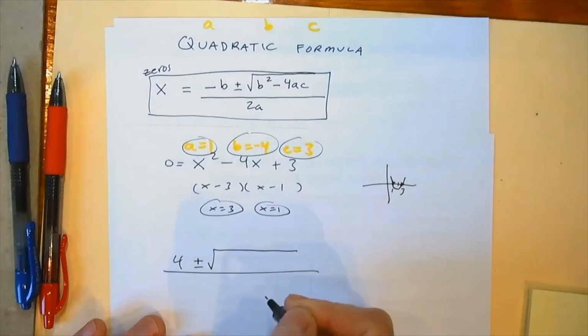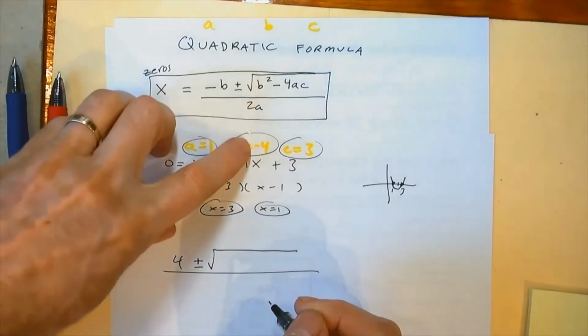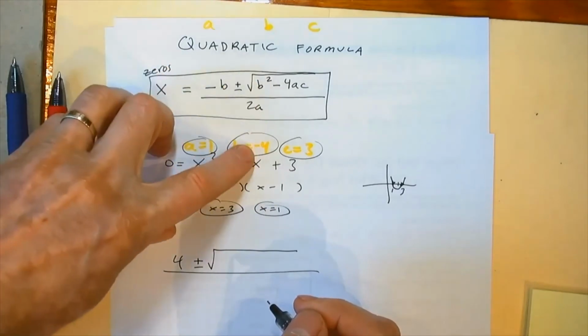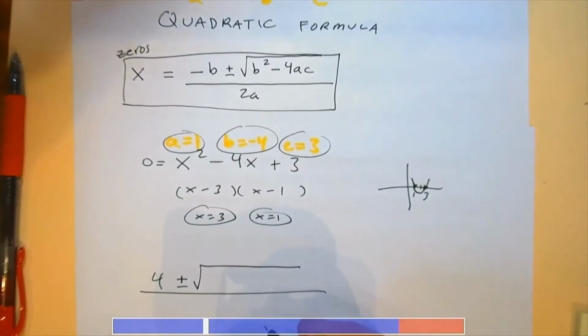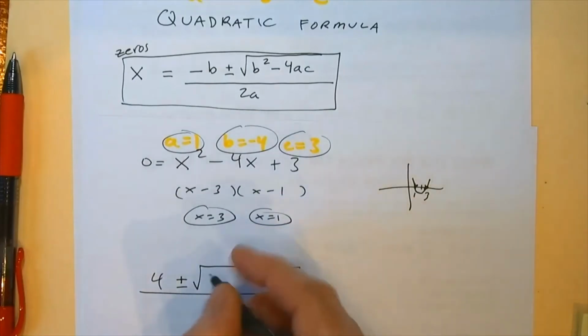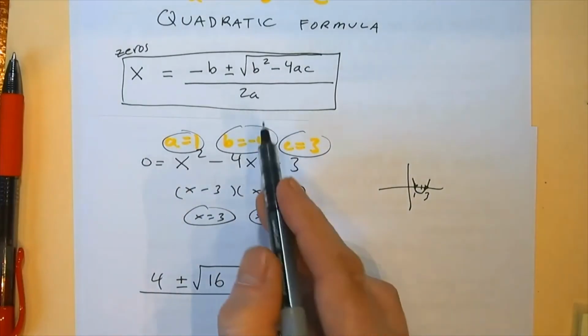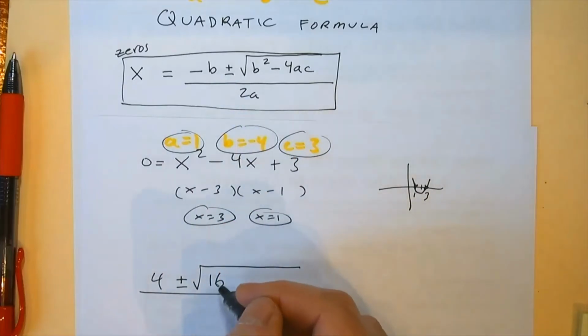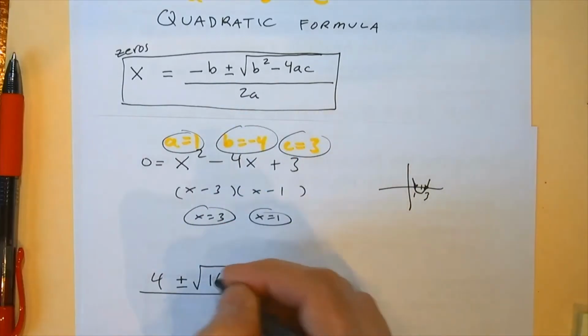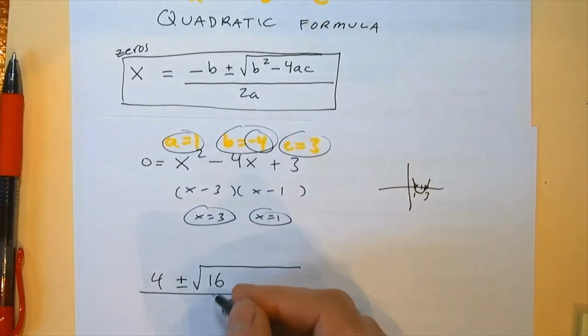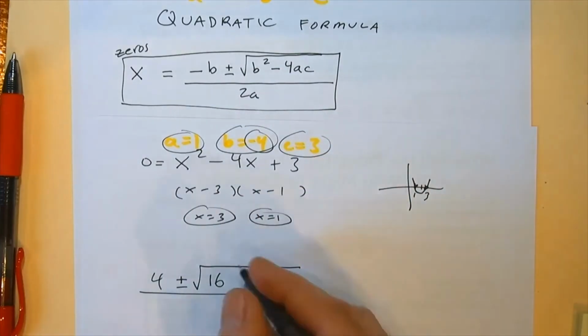Put a big square root. B squared. Square it right now. -4 squared. When you square a number, you always get a positive. So 16. So -4 squared, that's b squared. Always put square right now. I see people put -16. No, a negative times a negative is a positive. This has to be positive.